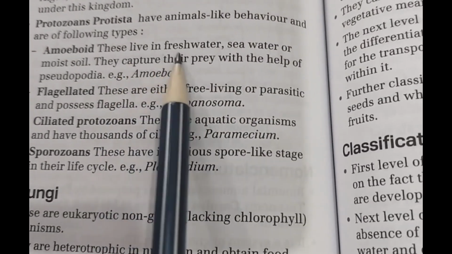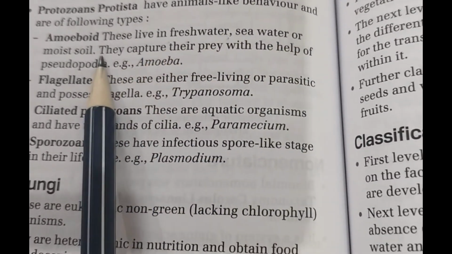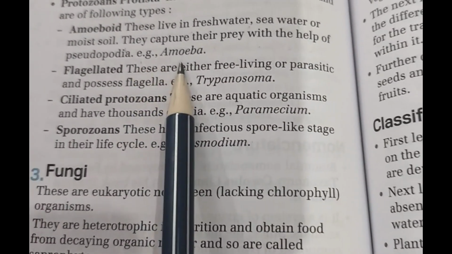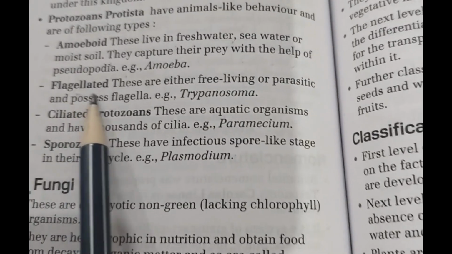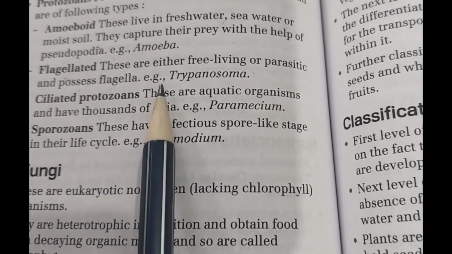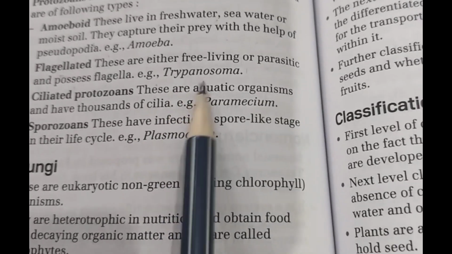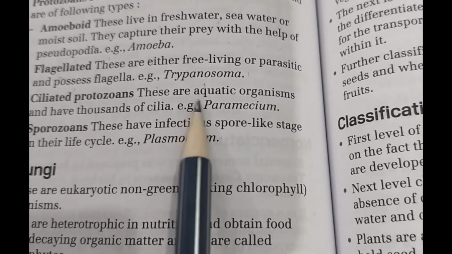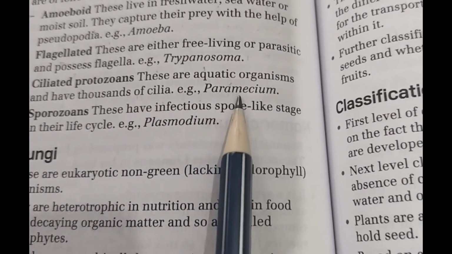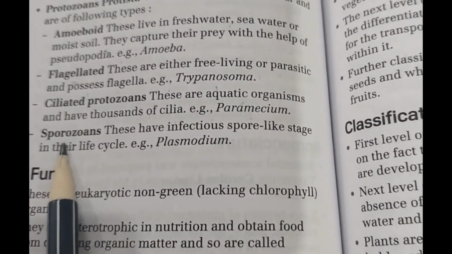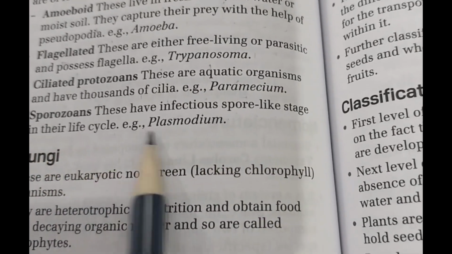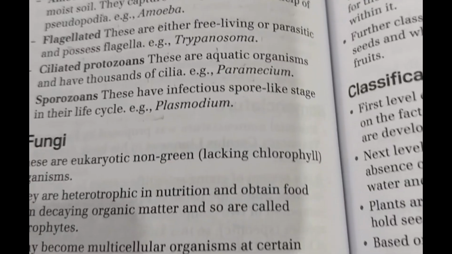Amoeboid: these live in fresh water, seawater, or moist soil. They capture their prey with the help of pseudopodia. Example, amoeba. Flagellated: they are either free-living or parasitic and possess flagella. Example, Trypanosoma. Ciliated protozoans: they are aquatic organisms and have thousands of cilia. Example, Paramecium. Sporozoans: they have an infectious spore-like stage in their life cycle. Example, Plasmodium.